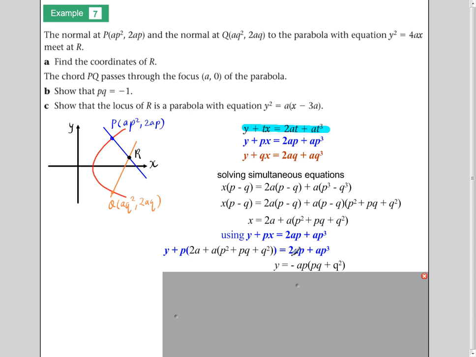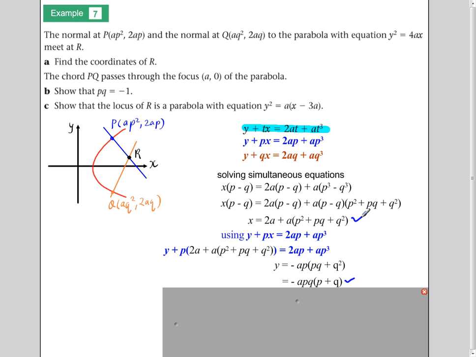So what happens is that I've got 2ap here, and you see 2ap, that one can cancel off. ap cubed, that's ap squared and p there, so that's ap cubed, so that cancels off as well. So I'm going to end up with just that one, and you see it is there. If I factorize it further, I get negative apq times p plus q. That's the coordinate for y.